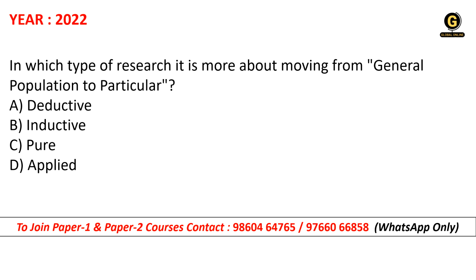In which type of research is it more about moving from a general population to a particular: deductive, inductive, pure, or applied? Basically the definition itself is given in the question. That is the definition of the deductive one. When we are deducting some specific point from the general thing, that is called deductive. And when we are moving from a specific thing to the general, or generalization, that is the inductive one.